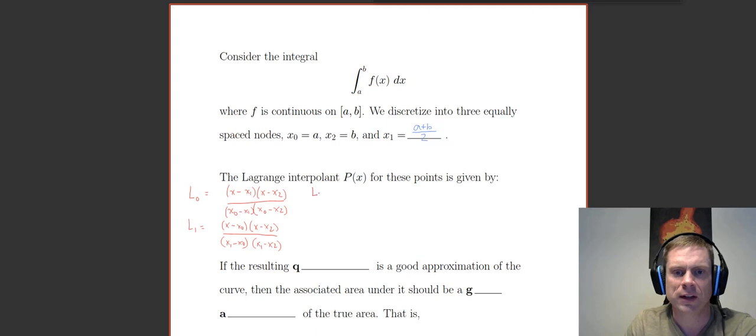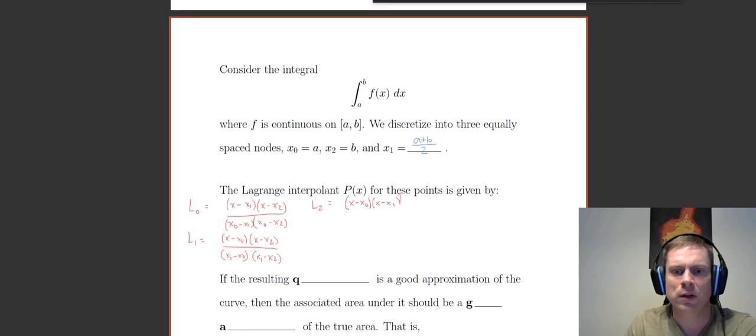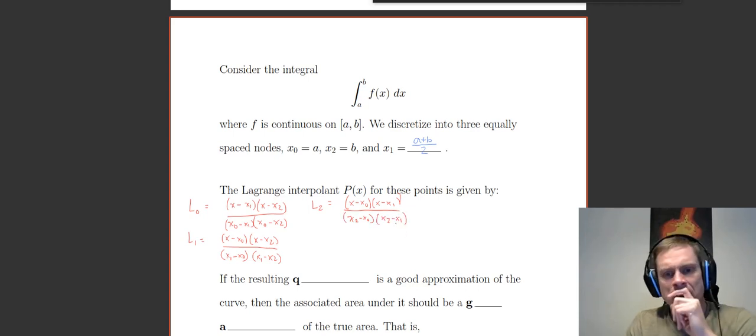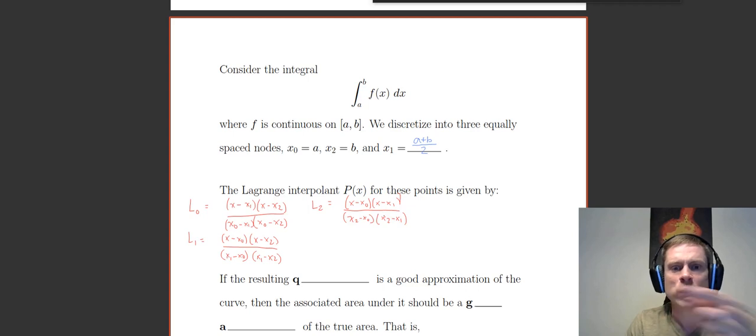I didn't really leave myself enough room here, but maybe I'll just write it right here. L2 would be x minus x0, x minus x1 over x2 minus x0, x2 minus x1. Okay, and we have the x0 and x1 and all that kind of stuff defined up above, so we could rewrite these if you really wanted to.